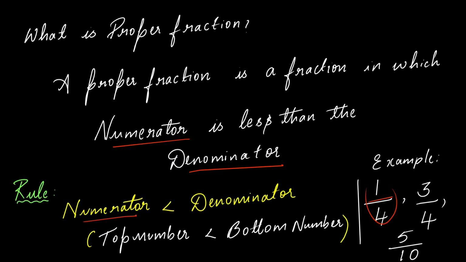So, the basic rule is here the numerator is smaller than the denominator. So numerator is the top number which I have shown here and the bottom number is 4. So if the numerator, which is the top number, is smaller than the bottom number, then this is called proper fractions.